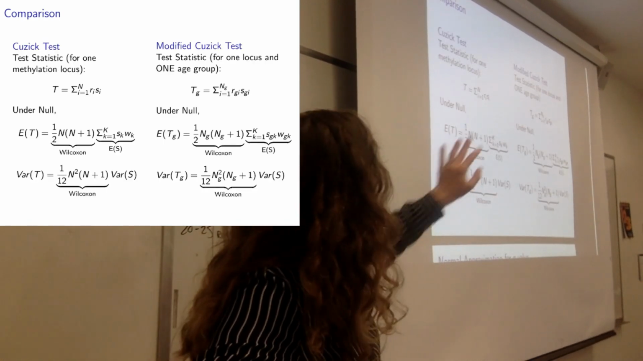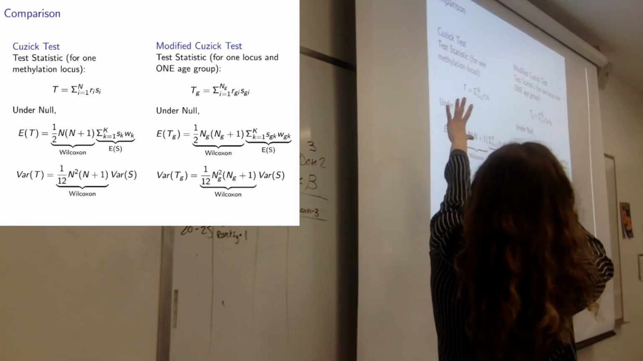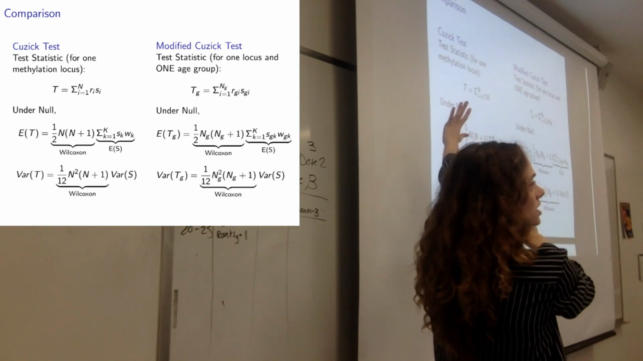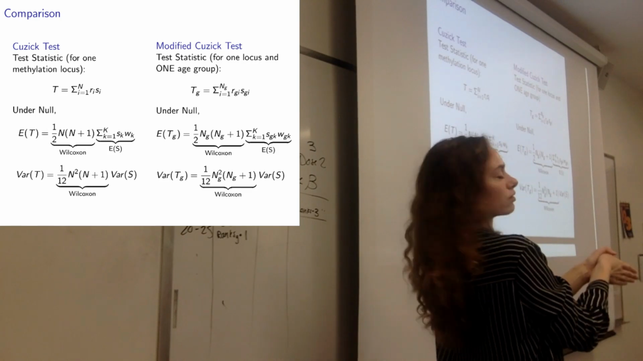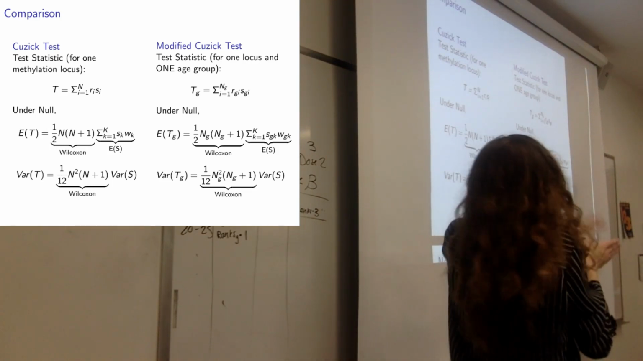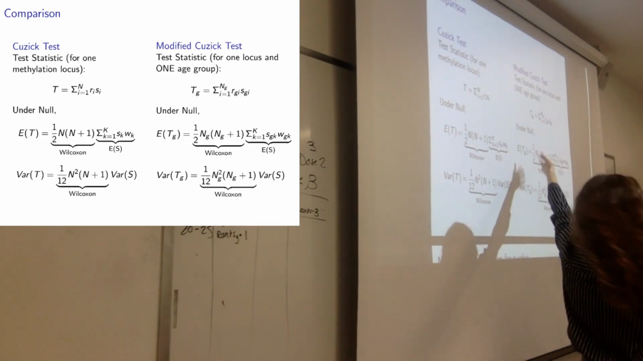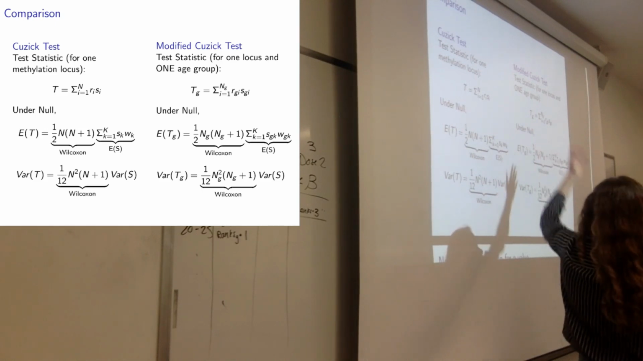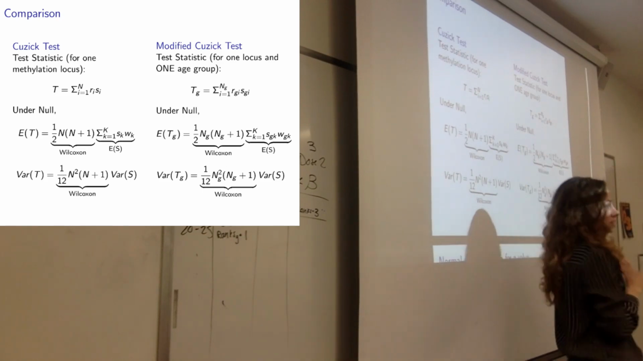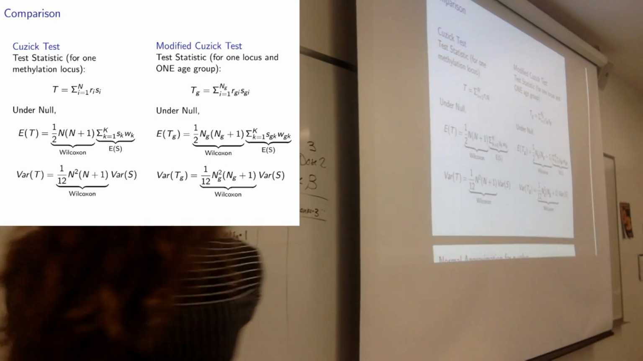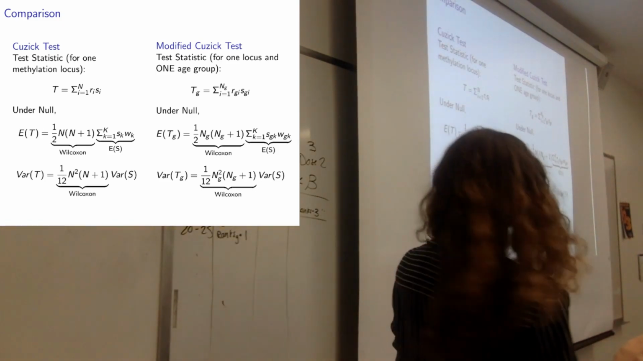Okay, so I wanted to show you a comparison between the original and the modified. So original is a test statistic for one methylation locus, and it's just if you have locus 1 at DNA coordinate, I don't know, like 300 something, then that's what this is. And then the modified test, I'll go a little bit further through because that's what we're looking at in this paper. So this is for one locus and one age group. So T sub G. So we're getting a T for one of these rows, and we're going to get 6 of them because we have 6 age groups.